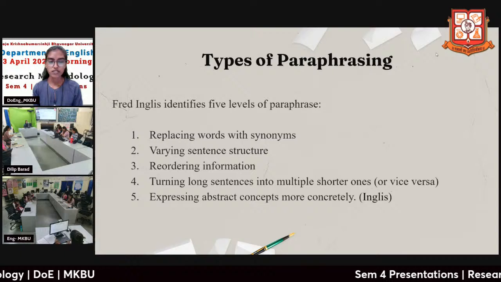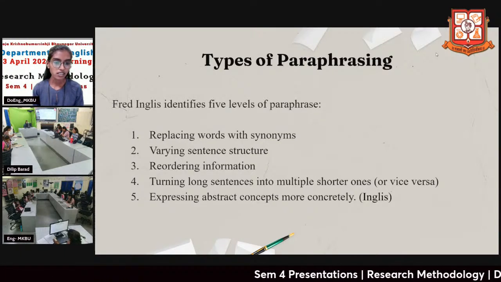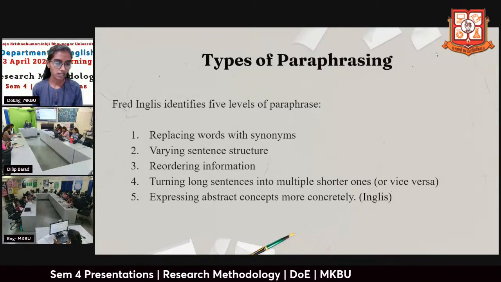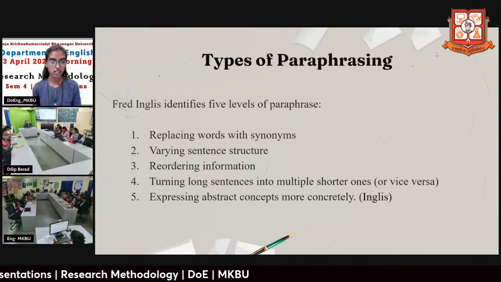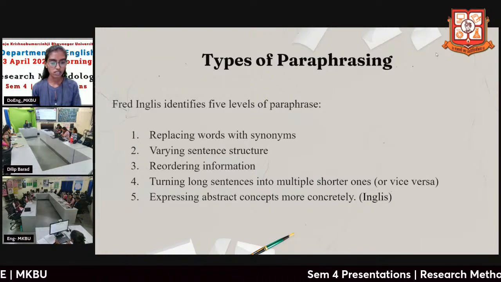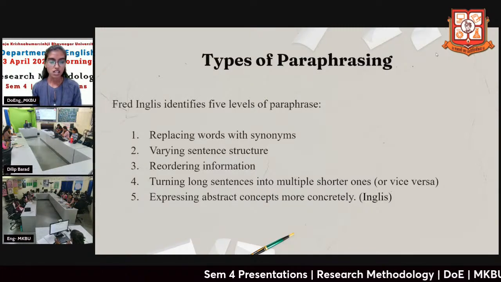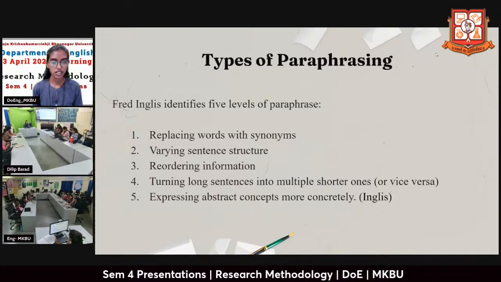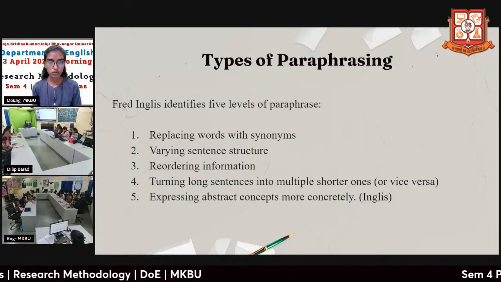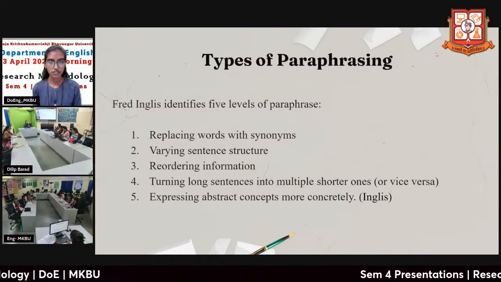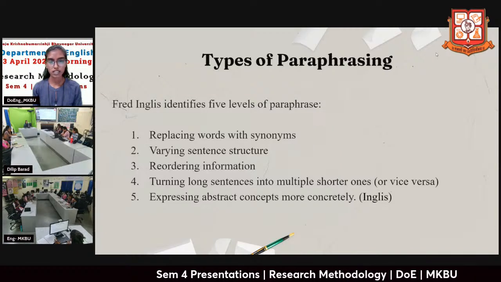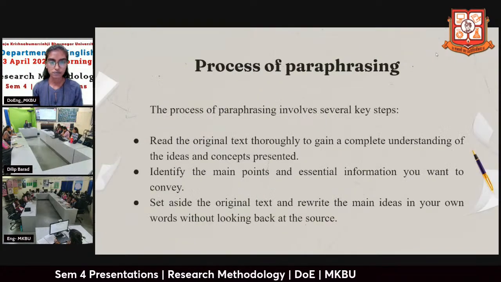So, types of paraphrasing. There are 5 types of paraphrasing: replacing words with synonyms, varying sentence structure, reordering information, turning long sentences into multiple shorter ones, and expressing abstract concepts more concretely. Through these types of paraphrasing, researchers can make very successful and effective paraphrasing.